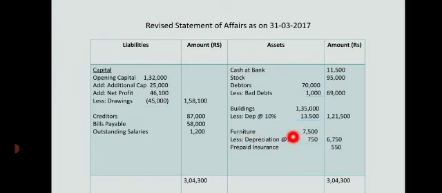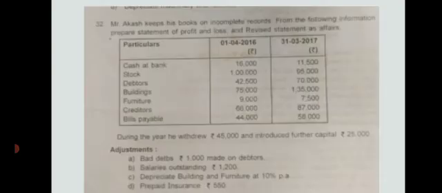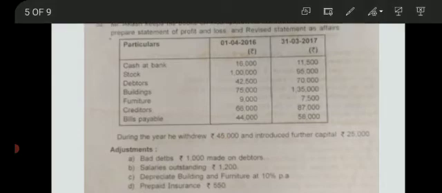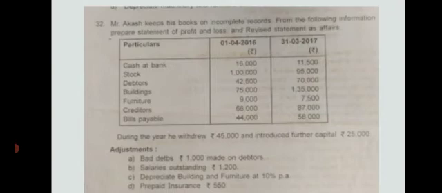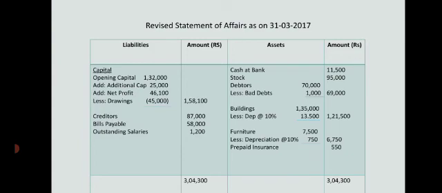In the same way we will take furniture. The closing value is 7,500. Depreciation at the rate of 10%, 750. Outer column 6,750. There is one more current asset in the form of expenses paid in advance, that is prepaid insurance, which is adjustment number D, prepaid insurance amounting to rupees 550. It becomes a current asset. Any expense which is paid in advance, we call it a current asset.